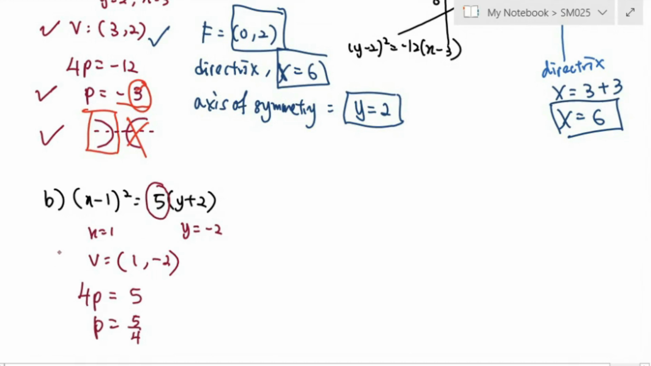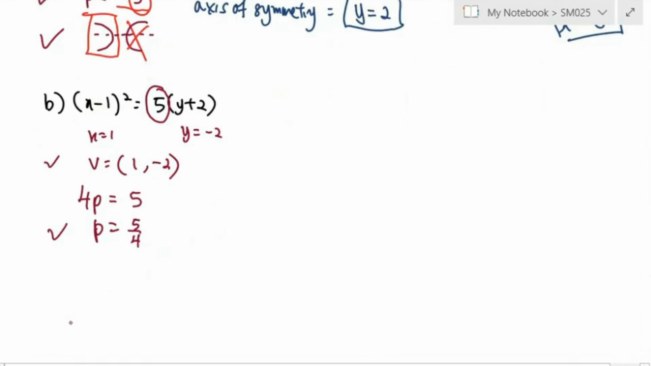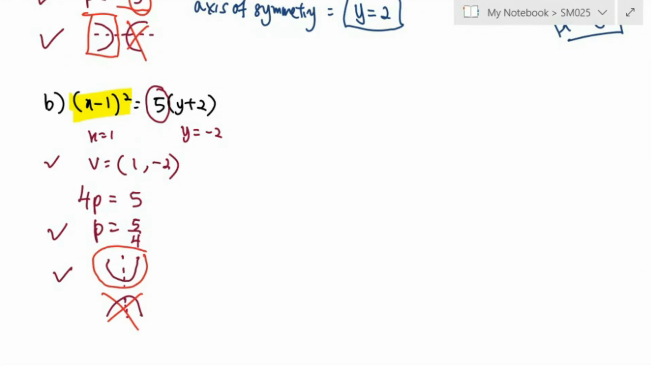Okay, so checklist, vertex you have, p you already have. Then what's your shape? The thing is in x squared. So when it is in x squared, it means the parabola is either the upward type or the downward type. Then look at your p, it is positive. Okay, so we can decide this is the shape that you want. This is not correct. Okay, so you can see your p is 5 over 4, which means 1 unit plus. Your square is 1 unit more, just like that.